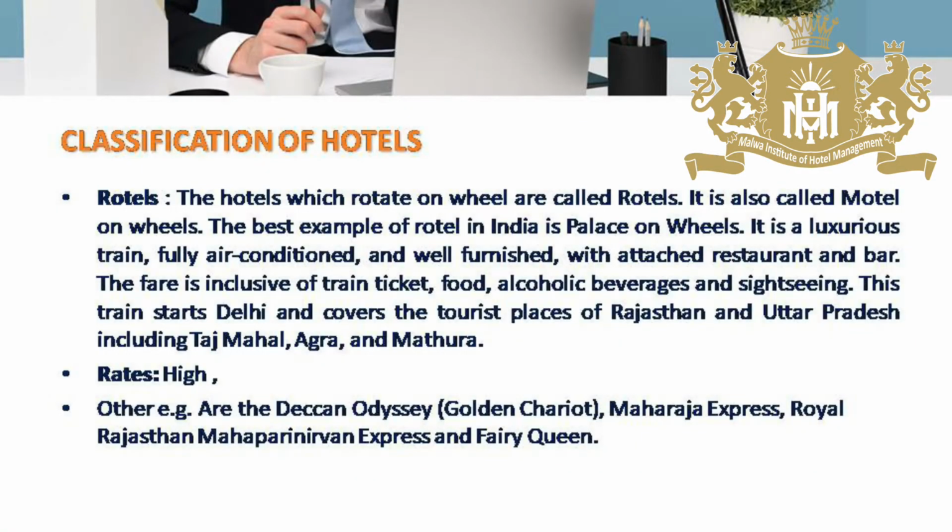Rotels. The hotels which rotate on wheels are called rotels. It is also called motel on wheels. The best example of rotel in India is Palace on Wheels. It is a luxurious train, fully air-conditioned and well-furnished, with attached restaurant and bar. The fare is inclusive of train ticket, food, alcoholic beverages and sightseeing. This train starts from Delhi and covers the tourist places of Rajasthan and Uttar Pradesh, including Taj Mahal, Agra, and Mathura. Rates: high. Others, for example, are the Deccan Odyssey, Golden Chariot, Maharaja Express, Royal Rajasthan, Mahaparinirvan Express, and Fairy Queen.